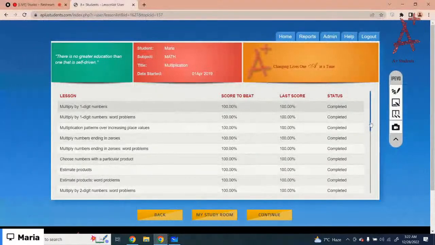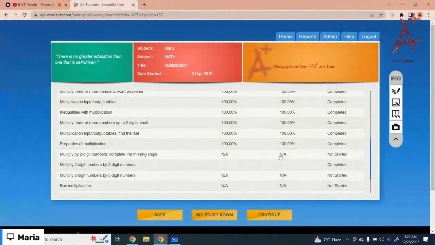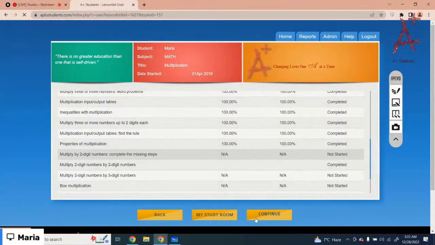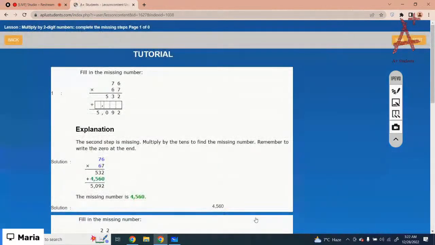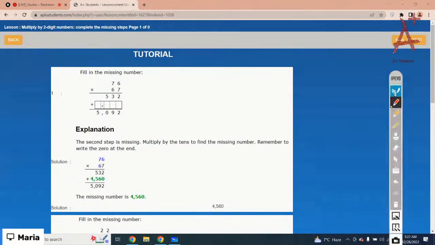Okay, here I'm on grade 5 math. The chapter name is multiplication. Here is the lesson, multiply by two-digit numbers. Complete the missing steps. So let's just start with the lesson. Basically you are multiplying the numbers. One of the steps is missing. You have to write the numbers.